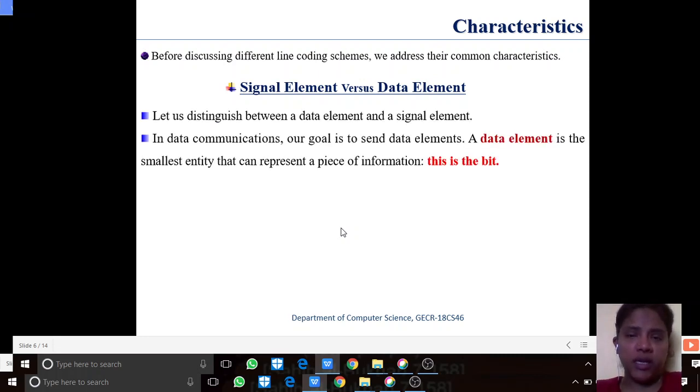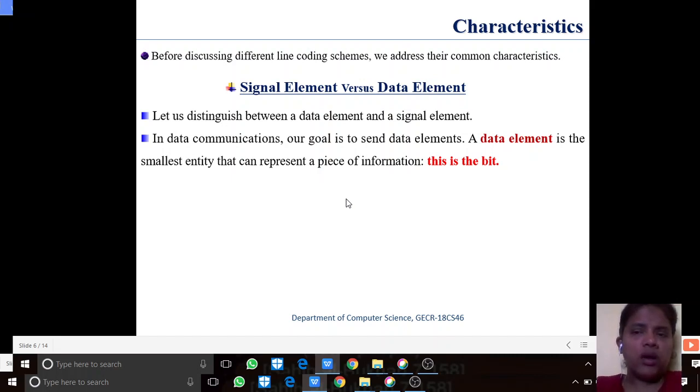So what is a signal element? What is our goal in data communication? The goal in data communication is to transmit the data, to send the data from the sender to the receiver. A data element is what? It is the smallest entity that can represent a piece of information. That is nothing but one bit.